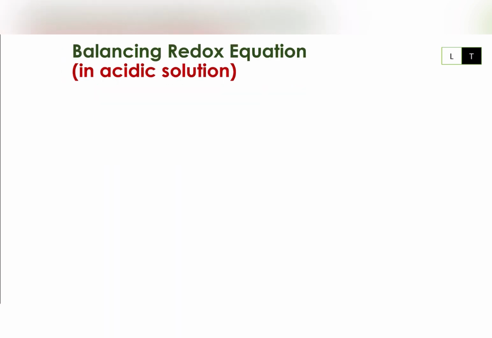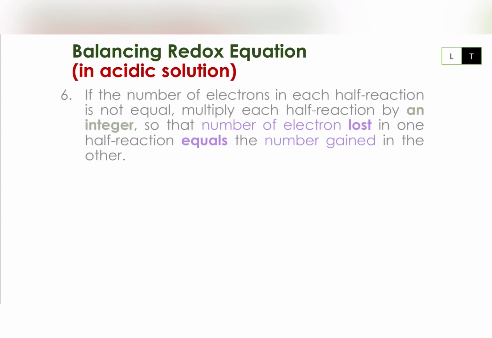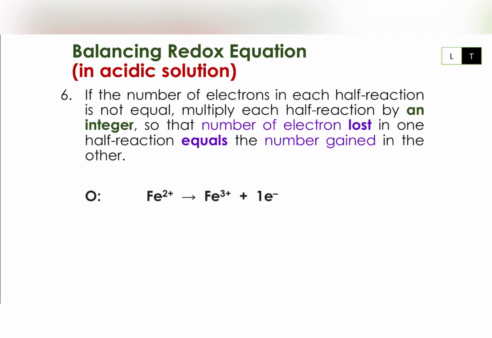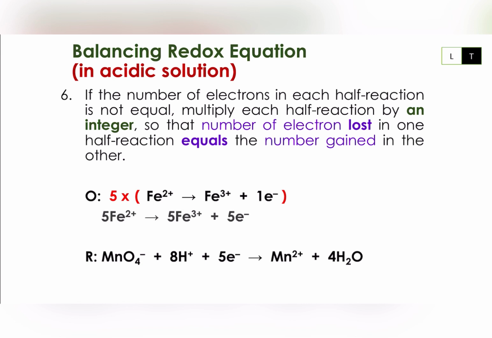Very simple. Now we are going to continue to the next step, where you have to cancel the number of electrons lost with the number of electrons gained, and the value of them should be the same. So let's see here. For oxidation you have 1 electron, but for reduction you have 5 electrons. So the value is not the same. So you have to do something for the oxidation, where I'm going to multiply all of them by 5. So you will get the same number of electrons for oxidation and reduction.